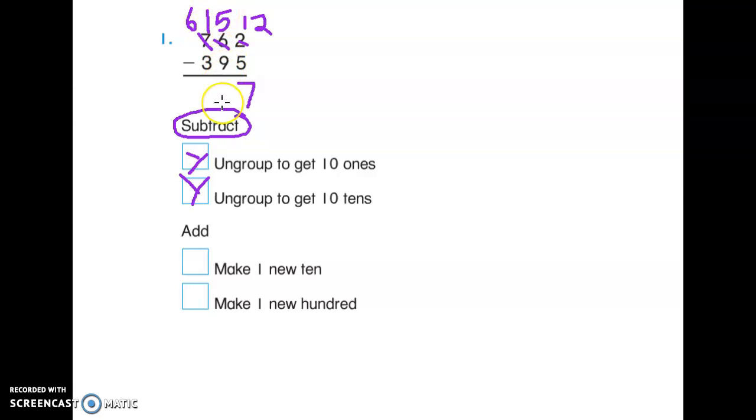15 minus 9 equals 6. 6 minus 3 equals 3, because I know my doubles. Oops. Oh, you all know that means 3. So I got my answer of 367.